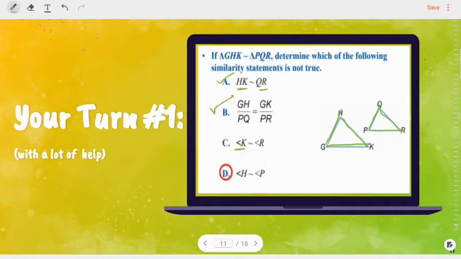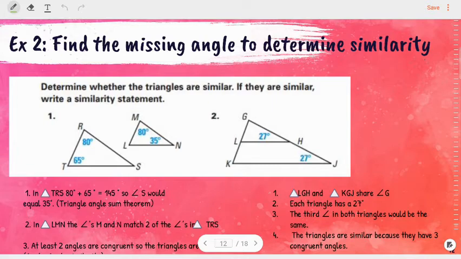And is angle K similar to angle R? Well, they're in the same position, so yes. And is angle H similar to angle P? Well, those are not in the same location on the same triangle, so they are not similar. So yes, that is not true. Okay, find the missing angle to determine similarity.